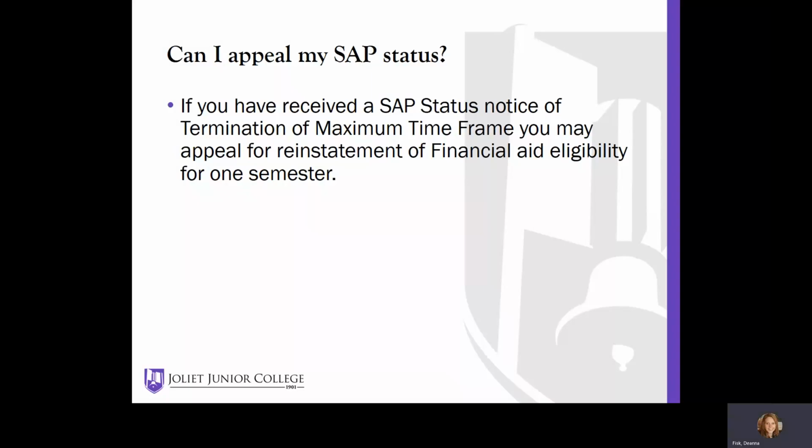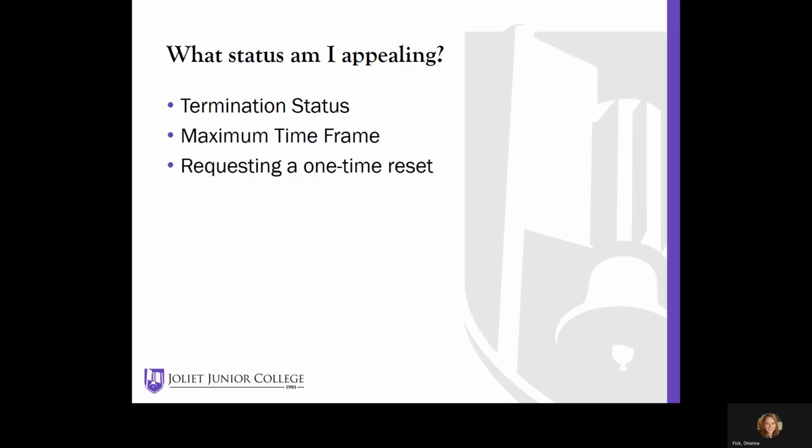If you have received a SAP status notice of termination or maximum time frame, you may appeal for reinstatement of financial aid eligibility for 1 semester. We will talk about each of these types of appeals on the next slides. You will need to determine which type of appeal you are requesting before submitting your appeal.